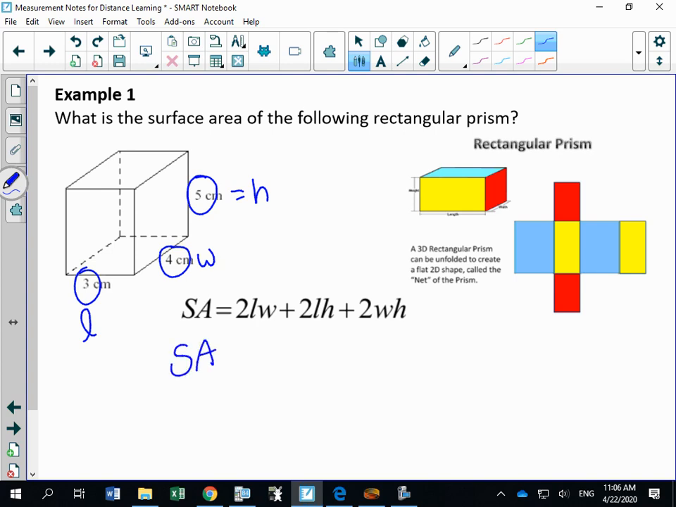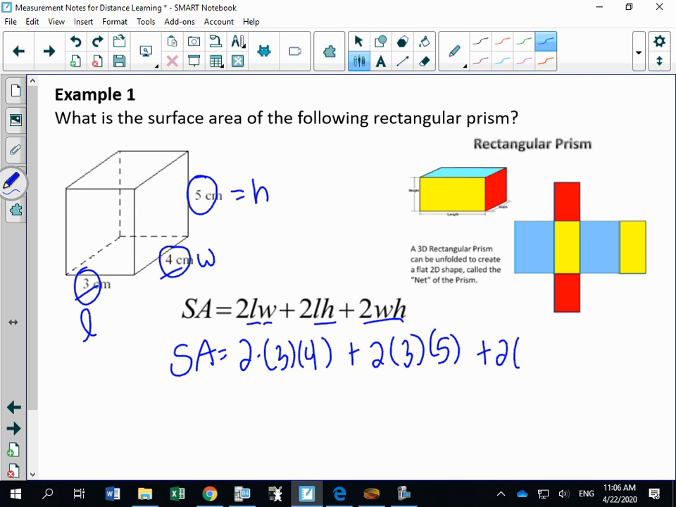Okay, so the surface area of this rectangular prism is 2 times length times width, so 2 times 3 times 4, plus 2 times length times height. So length again is 3 and height now is 5, plus 2 times width times height. So width I denoted as 4 and height I said was 5.